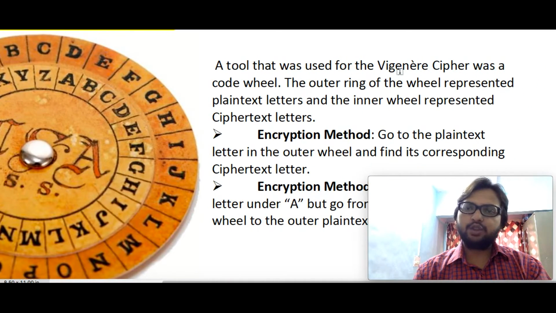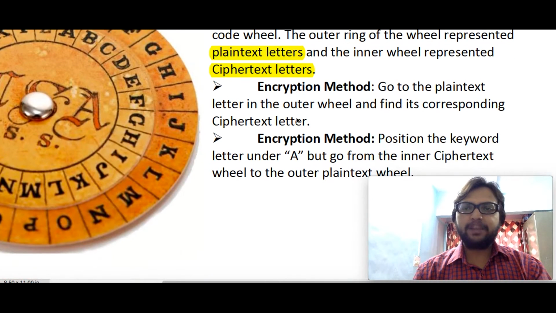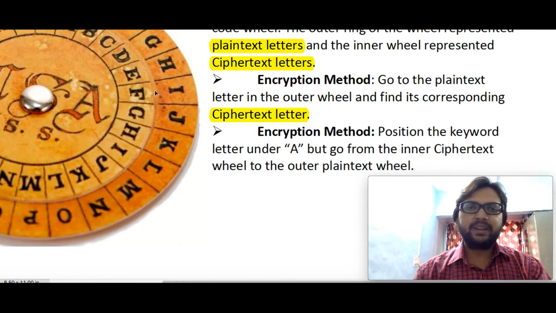The same thing is given here. A tool that was used for the Vigenère Cipher was a code wheel. The outer ring of the wheel represents plain text letters and the inner wheel represents cipher text letters. For the encryption method, go to the plain text letter on the outer wheel and find its corresponding cipher text letter. We did the same. I hope this technique is clear. It is very simple.